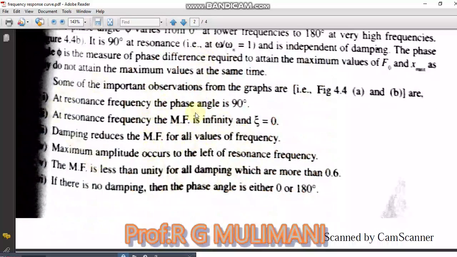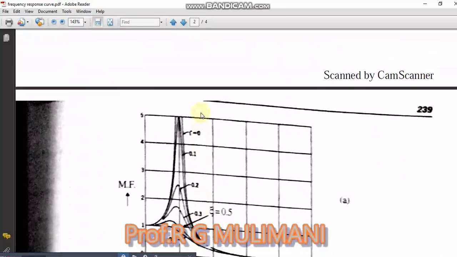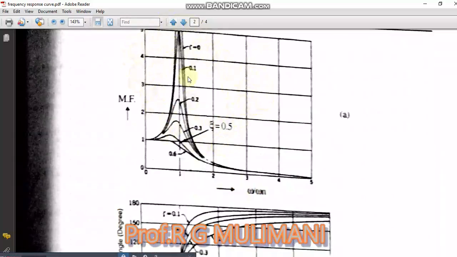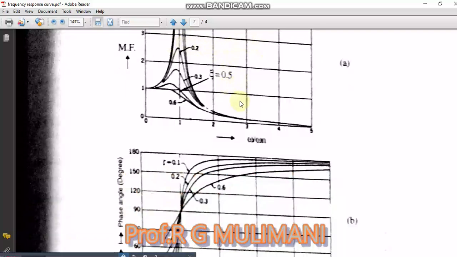Okay, these are the observations from the frequency response curve. Frequency response curve means on the x-axis we consider the frequency ratios, and for different values of zeta, magnification factors are shown. What is magnification factor? It is the ratio of the response of the steady state vibration to the static response. Steady state means it is mass spring system subjected to forced vibration. Static means it is subjected to F naught, static value of the force.